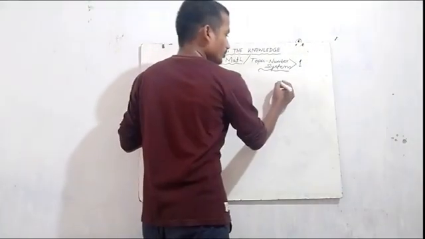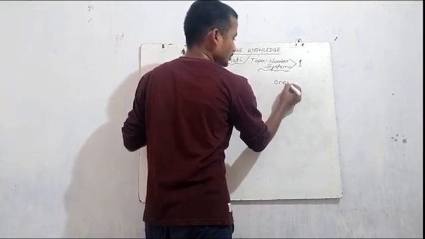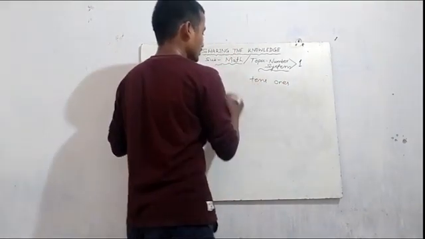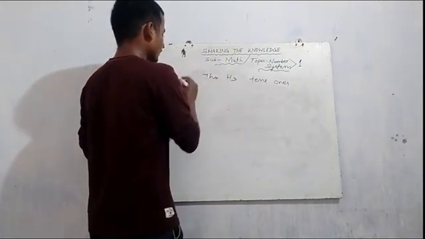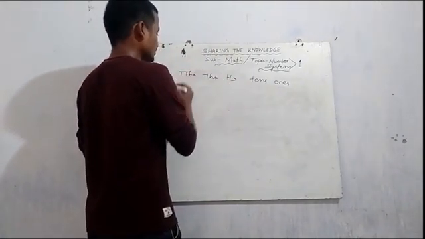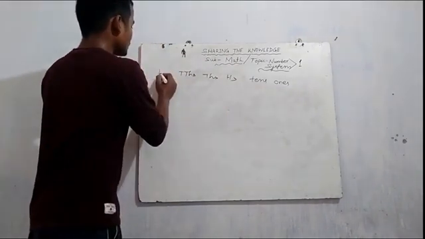Indian place value system, you know that ones, tens, hundreds, thousands, 10,000s, 1 lakh.